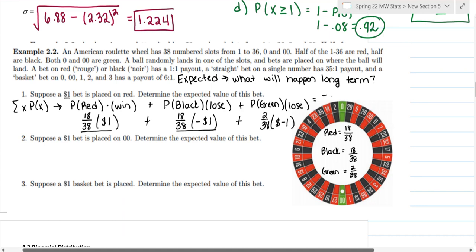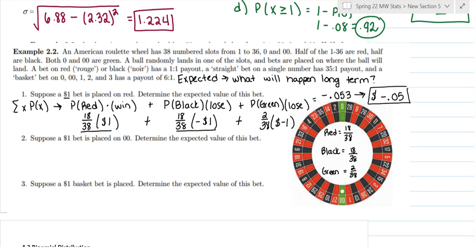Or negative 0.053. Okay, and if I convert that to money, that's a negative 5 cents. So if I sit there and I play the roulette wheel and I bet red every single time, and I do it 100 times, I'm going to end up walking away at the end of the 100th time losing 5 cents total. Because I'm going to win some and I'm going to lose some.